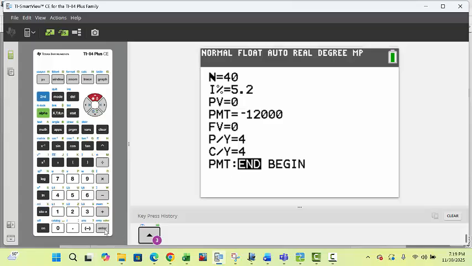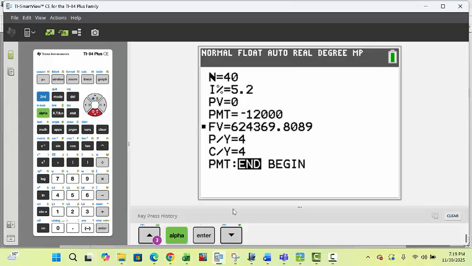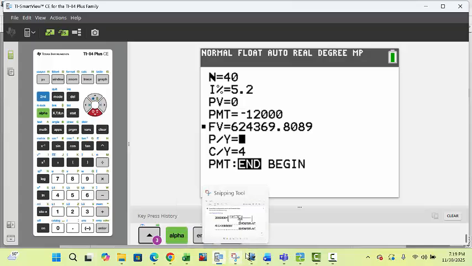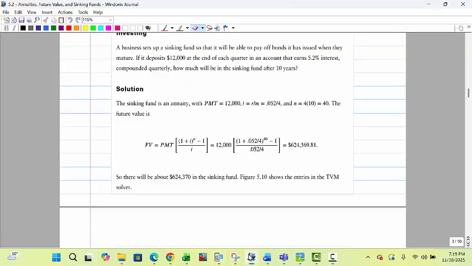You go alpha. Down here above the enter, there's a thing that says solve, in green. The alpha brings up anything green on the calculator. So you go alpha, hit the enter, which brings up the solve, and then there's your future amount. 624,369.81. And there it is. That matches the formula right there.